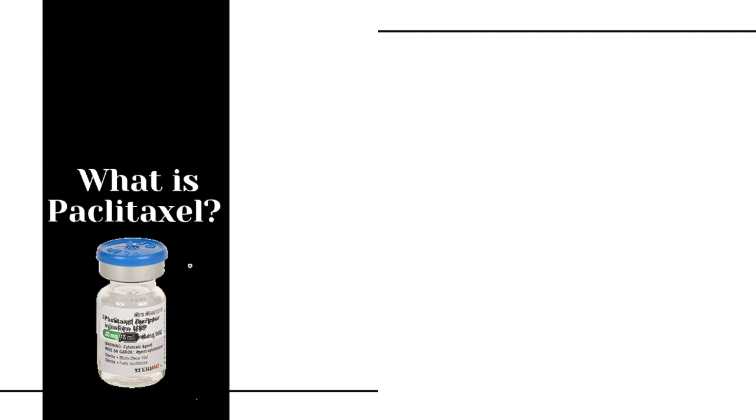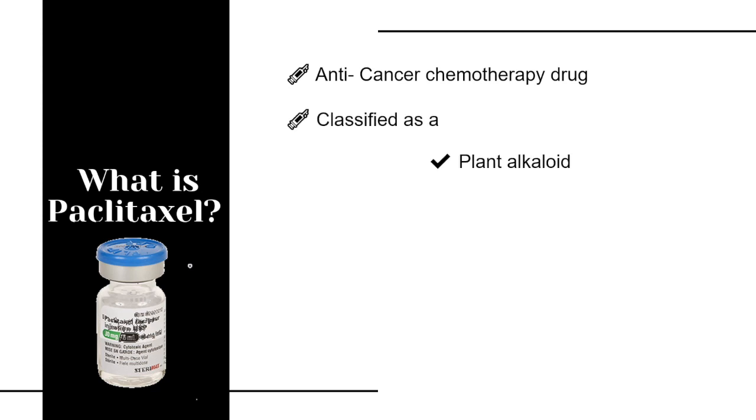So, firstly, what exactly is Paclitaxel? Paclitaxel is an anti-cancer chemotherapy drug. Paclitaxel is classified as a plant alkaloid, which refers to any class of naturally occurring organic nitrogen-containing bases derived from plants. A taxane, which is a class of drug that blocks cell growth by stopping mitosis, and an anti-microtubule agent in which paclitaxel binds to tubulin to prevent the polymerization cycle and hence prevents cell division and inhibits growth of tumors.